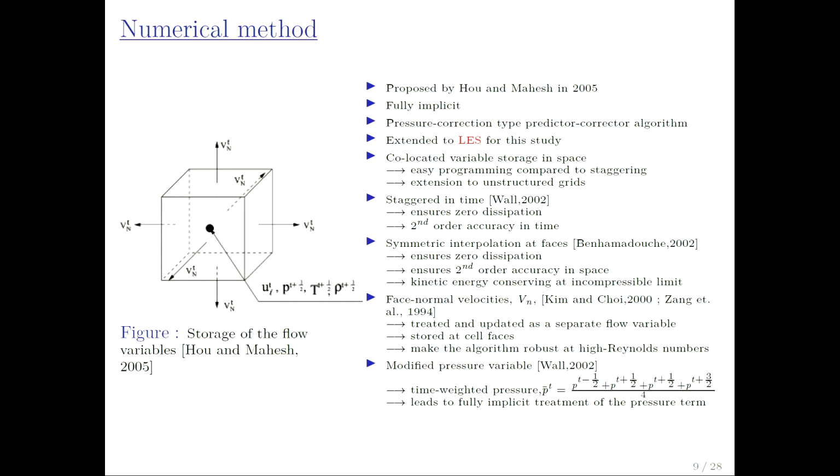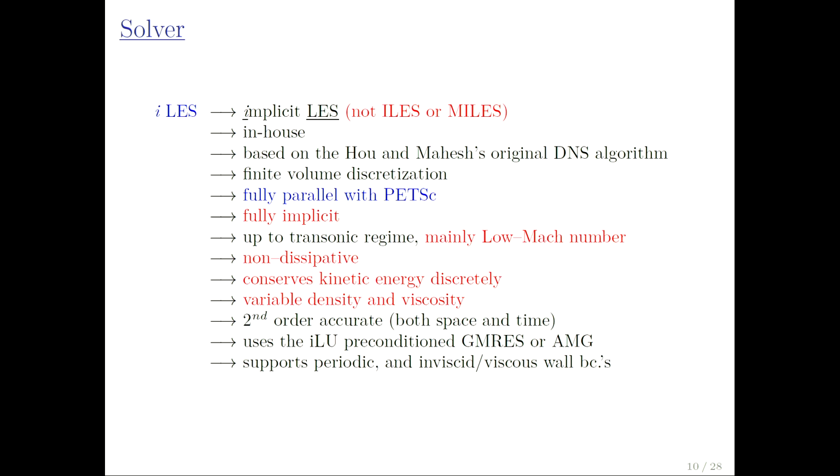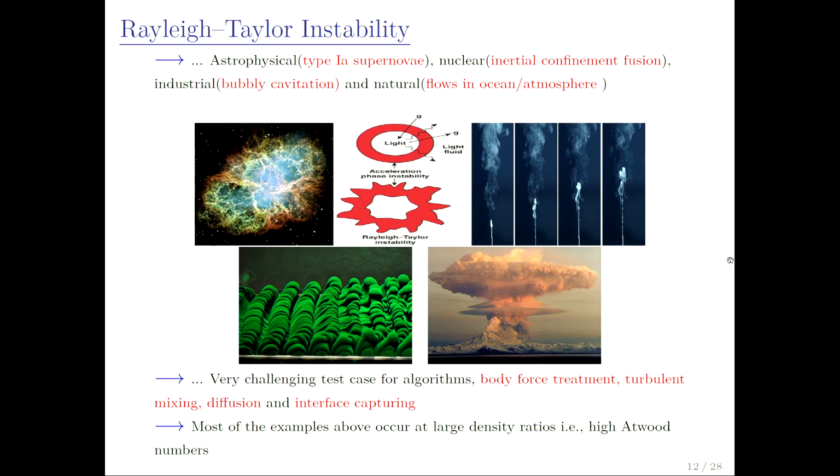I'll take two questions if you don't mind. I'm going to go fast because I'm taking your time. It makes me stress. Here are examples of Rayleigh-Taylor instability, from astrophysics, from nuclear experiments, industry, and many other natural flows. If you notice, you have to treat body force properly. You have to handle turbulent mixing, diffusion, and interface capturing in the problem.